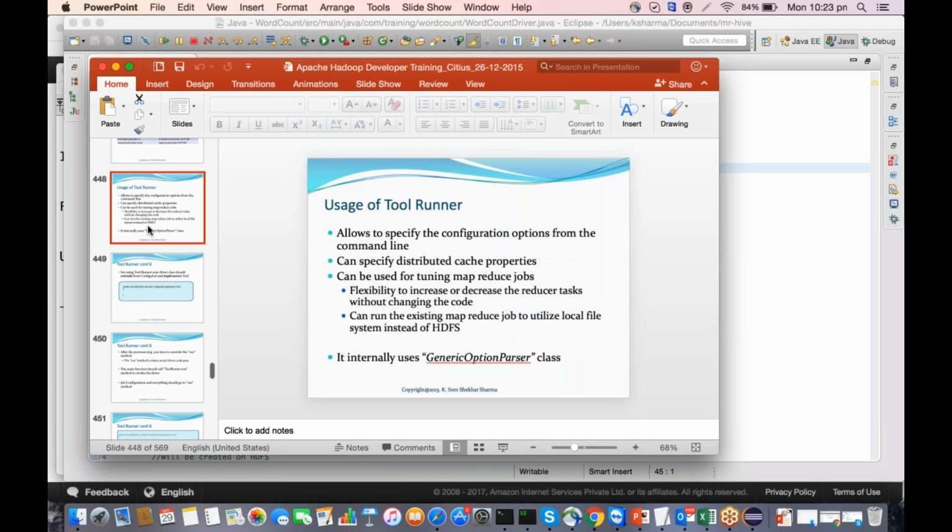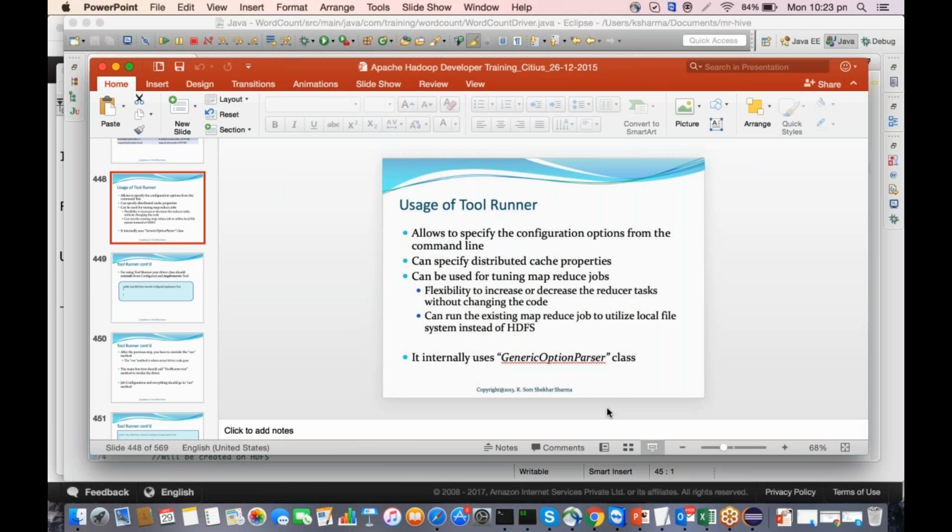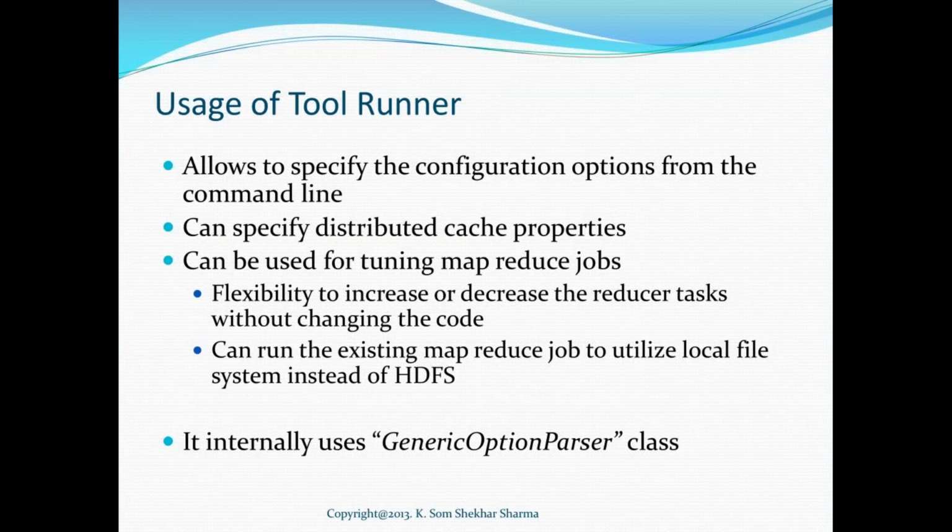So I was explaining the usage of the tool runner, which we have just done. Let me take you through the code. The motivation of using the tool runner is that it allows you to specify the configuration options from the command line. You can specify the distributed cache properties. Distributed cache is a very important concept. For the time being, let us skip this; we will talk about it in detail later.